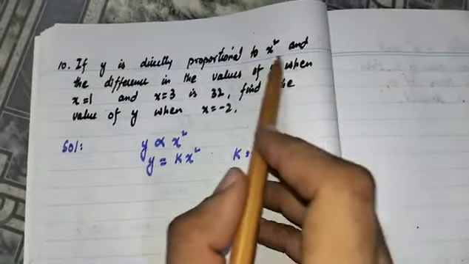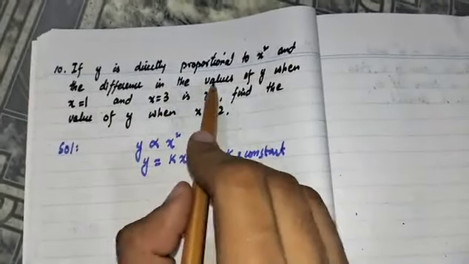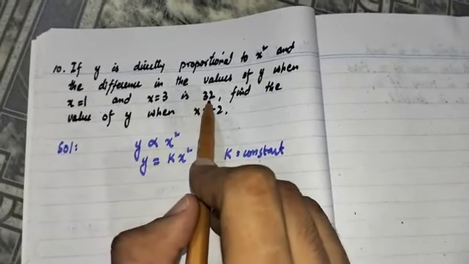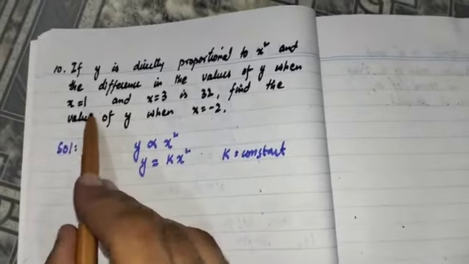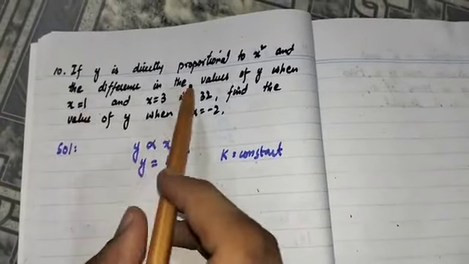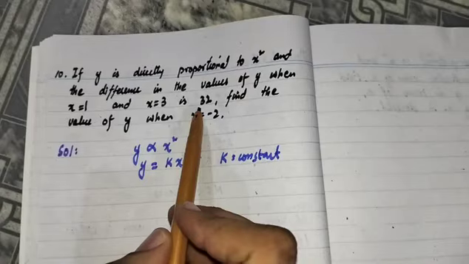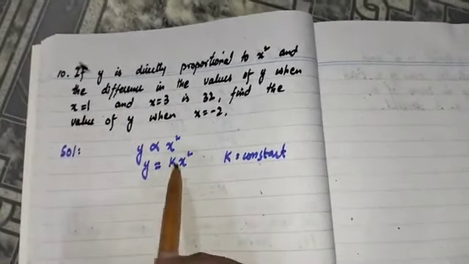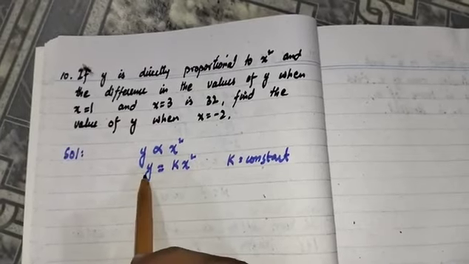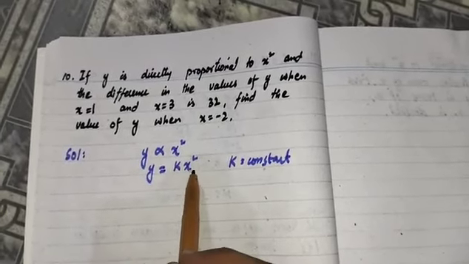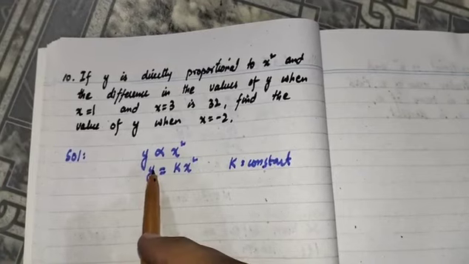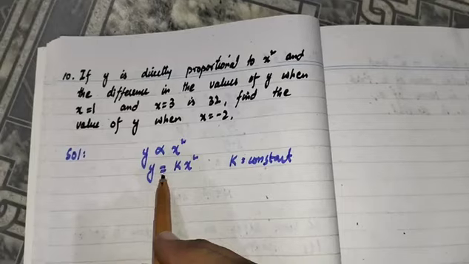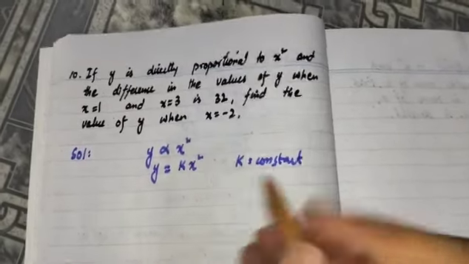To find the value of k, the given information is that the difference in the values of y when x is equal to 1 and x is equal to 3 is 32. It means that when x is equal to 1, there will be some value of y, and when x is equal to 3, there will be some value of y. The difference in both values of y is 32.